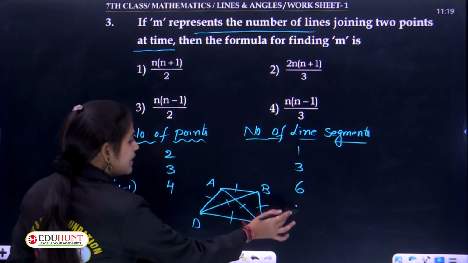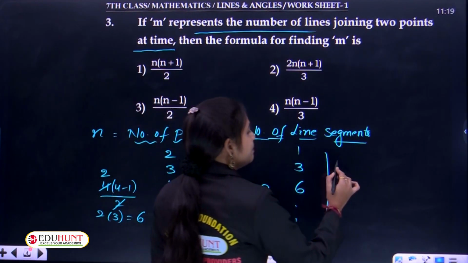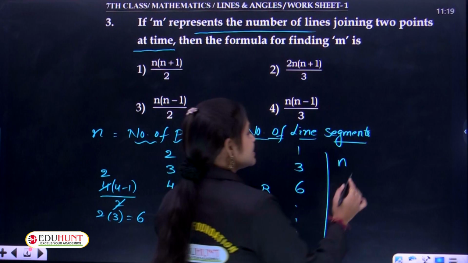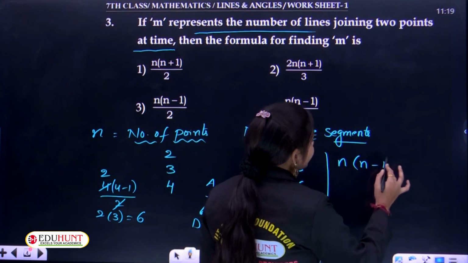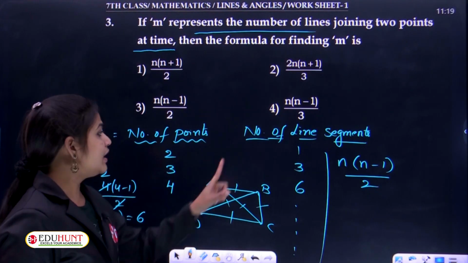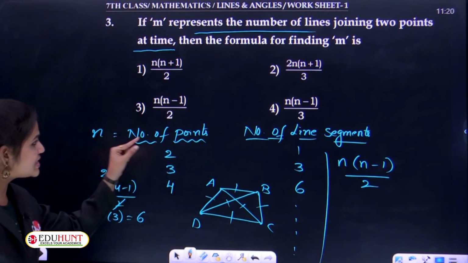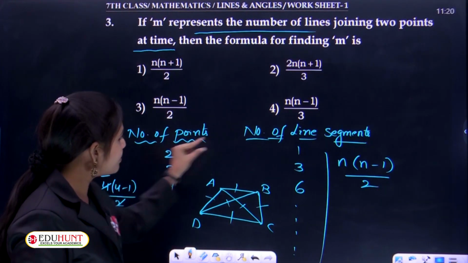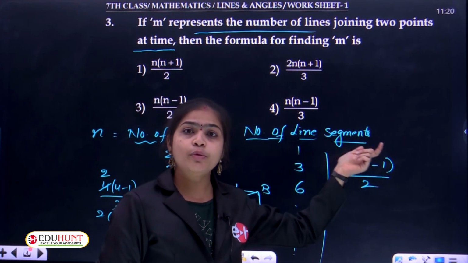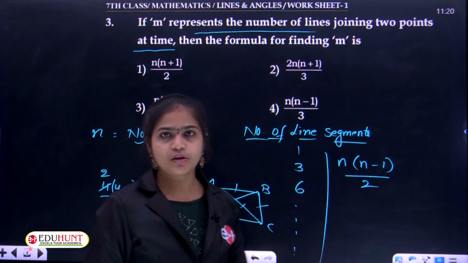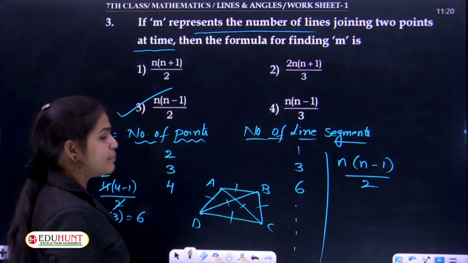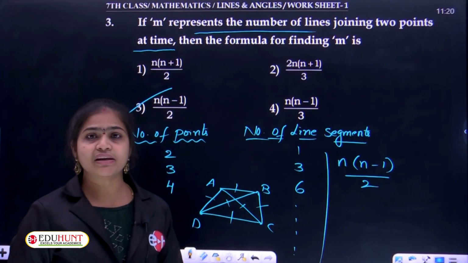Yes. Similarly, if n points are there, then what is the formula? n into n minus 1 by 2. Here n is equal to the number of points. Just substitute n equal to the number of points here, then we know how many line segments we can draw. Okay, ma? Then the formula n into n minus 1 by 2 satisfies the given question.